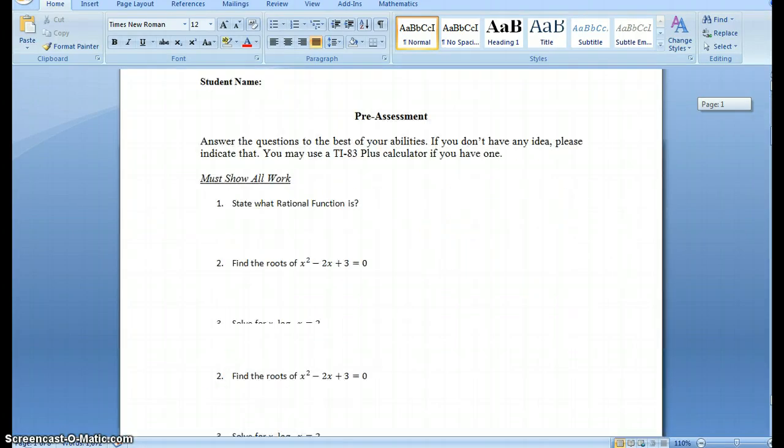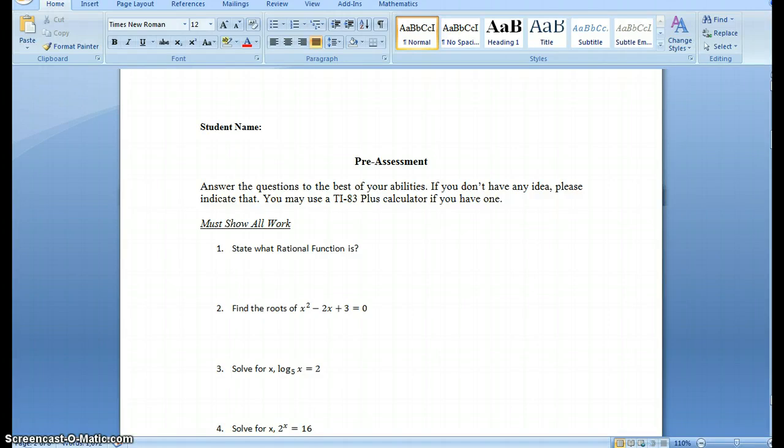So first I'll give them this pre-assessment. Make sure they have a name, date, and period on it. You can answer these to the best of your ability. If you have no idea, please state that. You may use a TI-83 Plus calculator if you have one. You must show all your work.